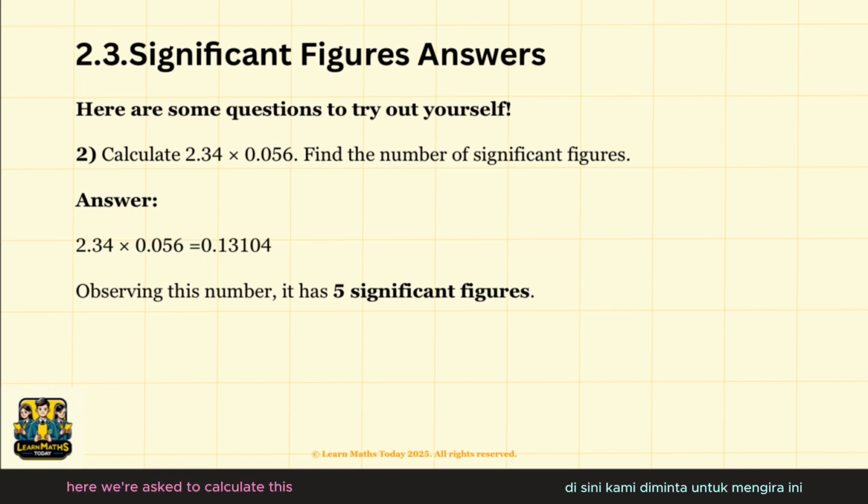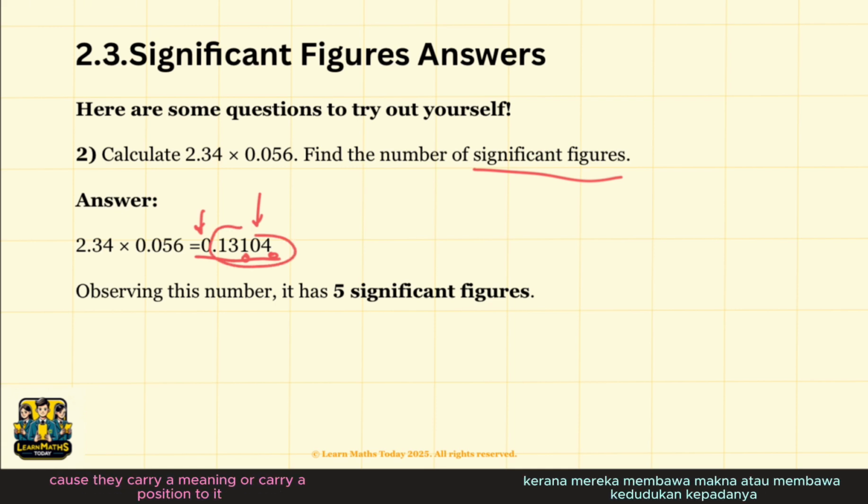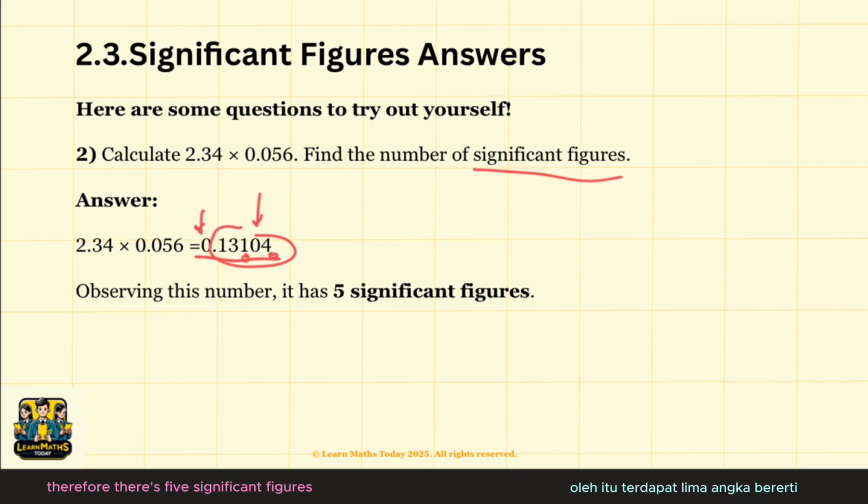Here we're asked to calculate this. So let's calculate it and we get this number. Now we need to find the number of significant figures. So this zero is not significant because it's a leading zero. This zero here is between two non-zero integers. Therefore, it is significant, and all of these are significant because they carry a meaning, carry a precision to it. Therefore, there's five significant figures.